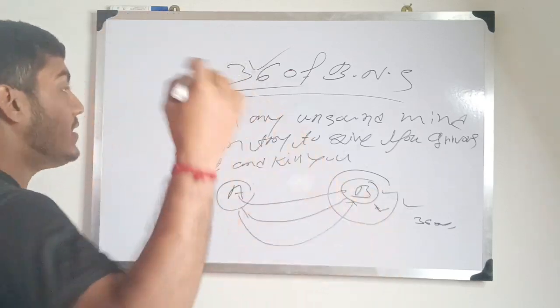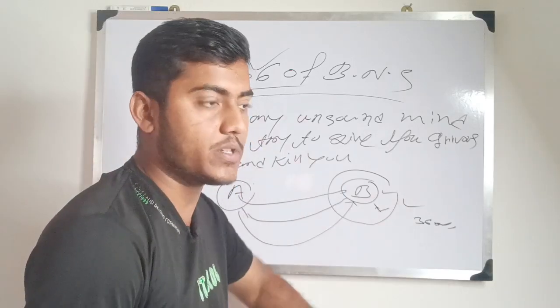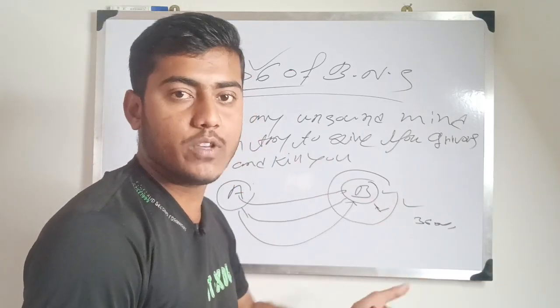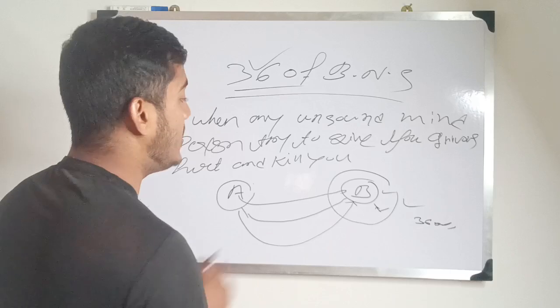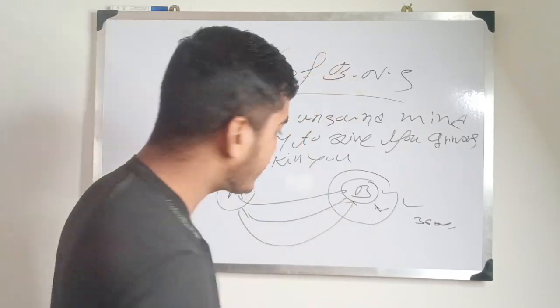So that deals with Section 35. And when a person of unsound mind tries to kill any other person or tries to cause grievous hurt to any other person, then at that time he can protect himself under Section 36 of B.N.S.